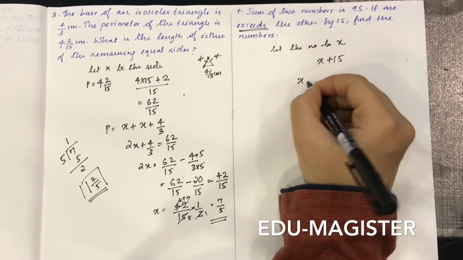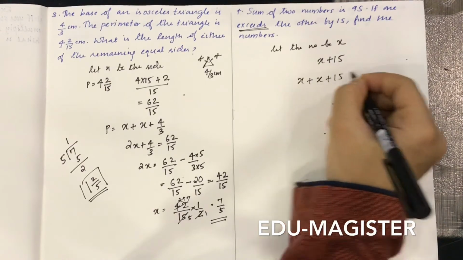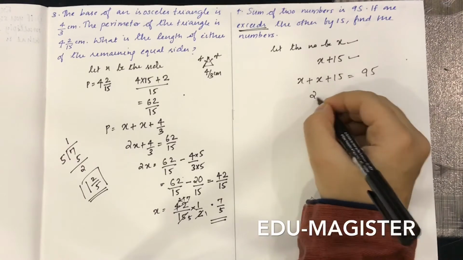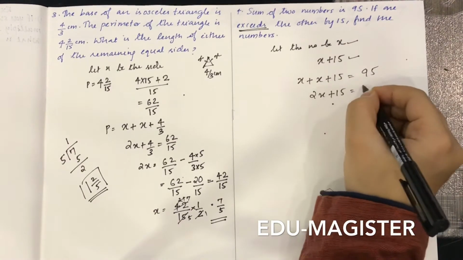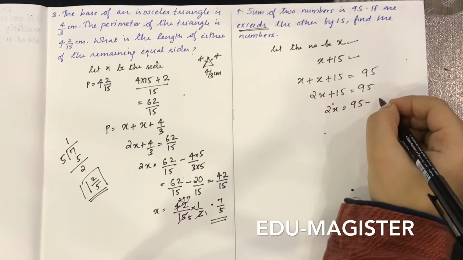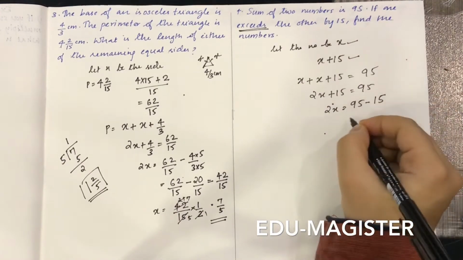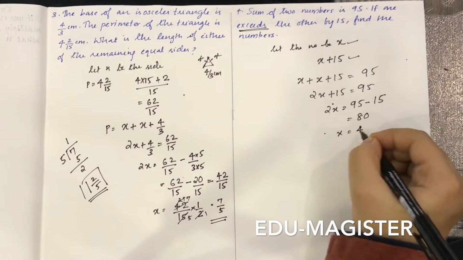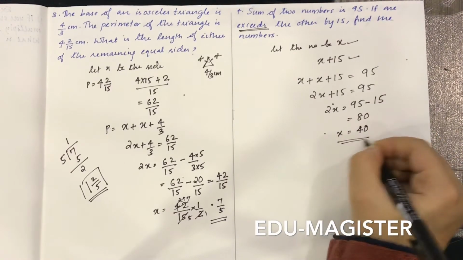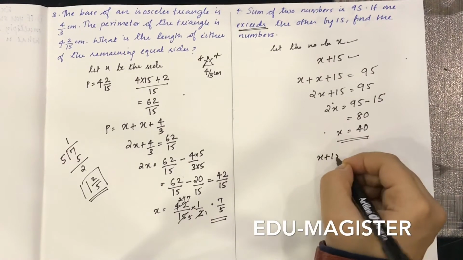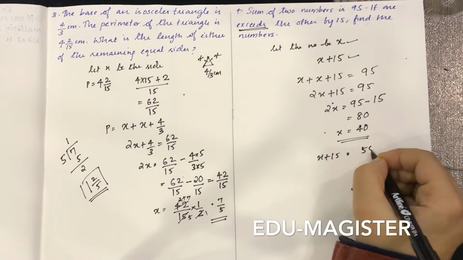So the other statement that is given is sum of two numbers is 95. So x plus x plus 15 is equal to 95. You're adding this and this. 2x plus 15 is equal to 95. 2x is equal to 95 minus 15, which is 80. So x is equal to 40. So what is the other number? x plus 15, which is equal to 55.